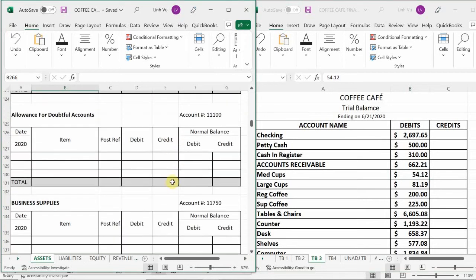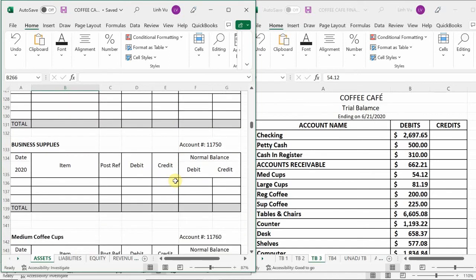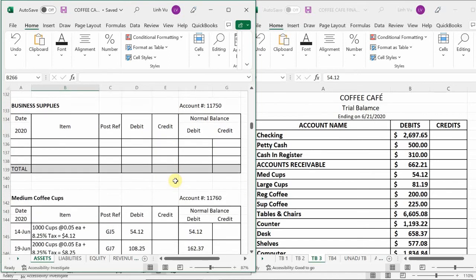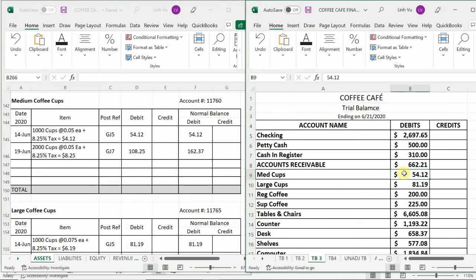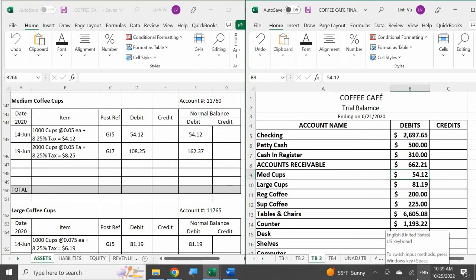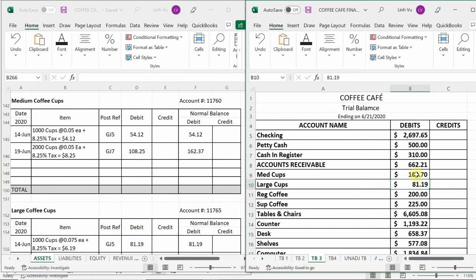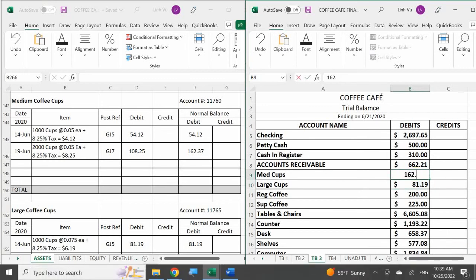All right, next account here is allowance for doubtful accounts. We're not at the end of the accounting period yet, so nothing there. Business supplies. What about my medium coffee cups? Has that changed? 162.37. Yes, we bought more coffee cups. 162.37.